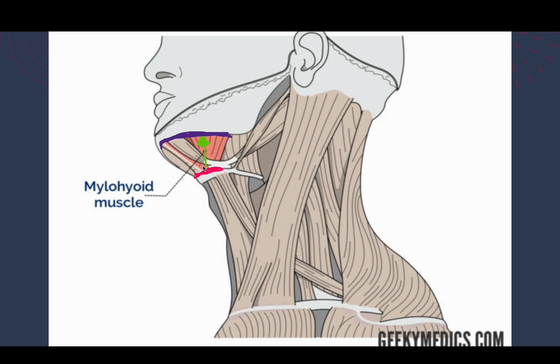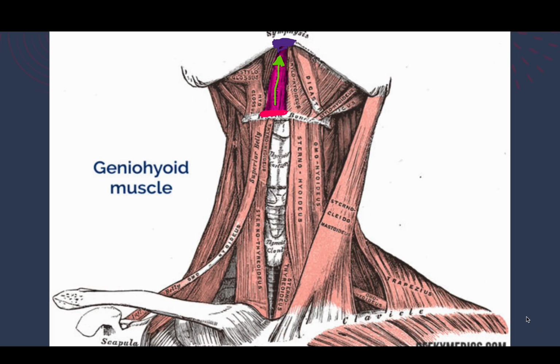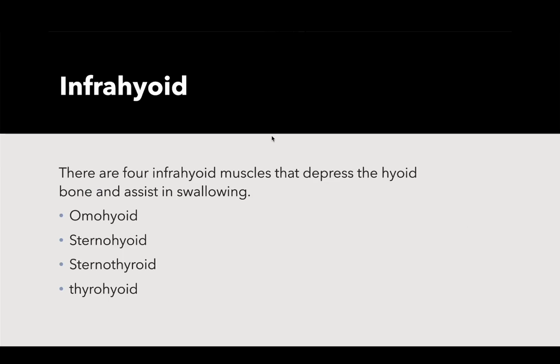This is innervated by the mandibular nerve. The geniohyoid muscle is going to be right in the middle of the neck, and it originates also at the mandible and inserts at the hyoid bone, and the line of pull is represented by the green arrow. That's the last of the suprahyoid muscles, and so we'll move on to infrahyoid.